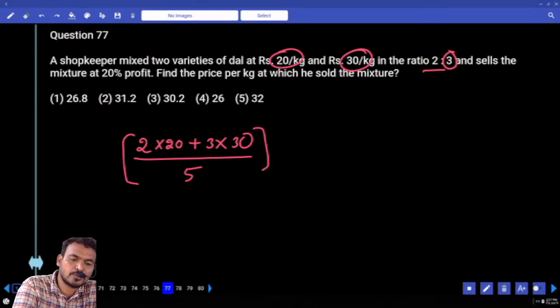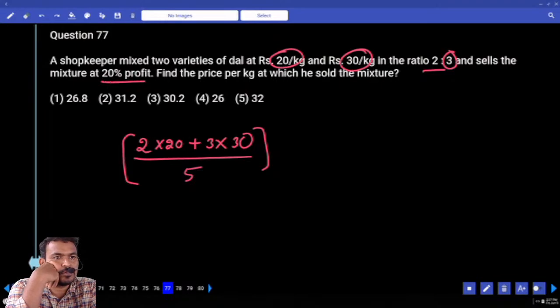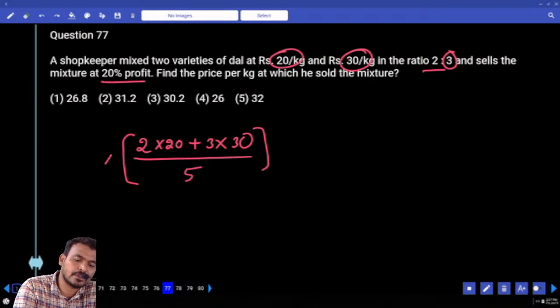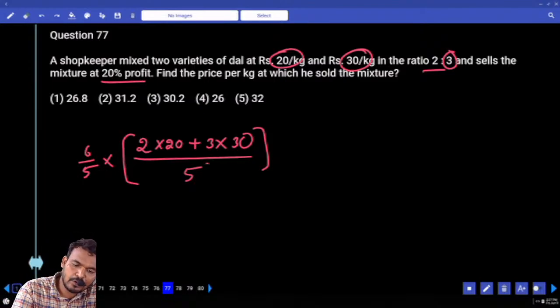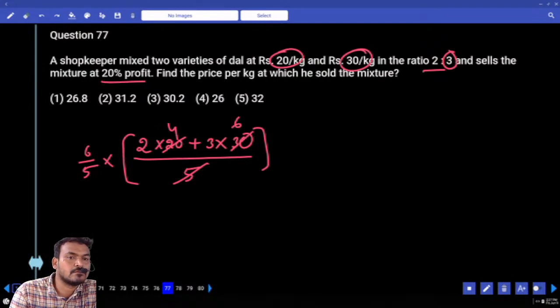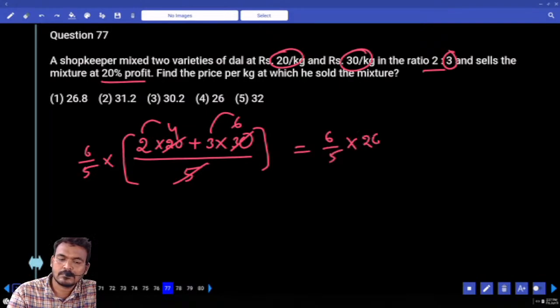Selling price. How much percent is the profit? 20%. 20% profit means selling price is 6 by 5. 6 by 5. First, 5 how many times here? 4. 5 how many times? 6. 2 4s are 8. 3 6s are 18. 18 plus 8 is 26, into 6 by 5. That is how much? 156 by 5. What is the answer?